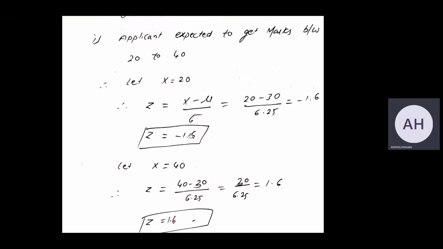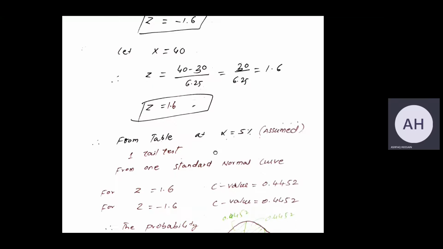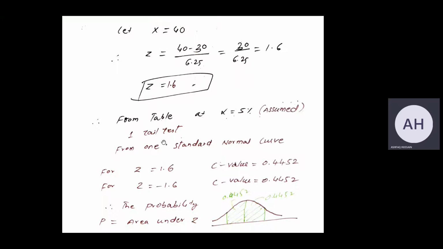Now, using these z values, we need to calculate the area or c values. You are all familiar with the z table, that is the normal distribution table. Now we'll take the one tail test.